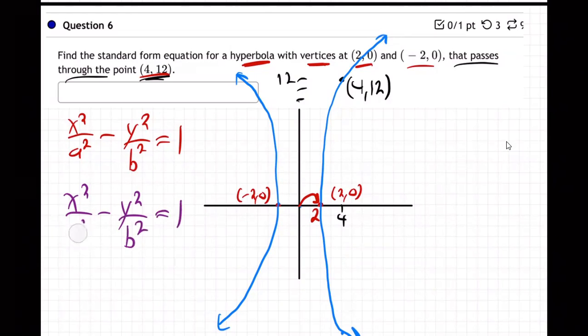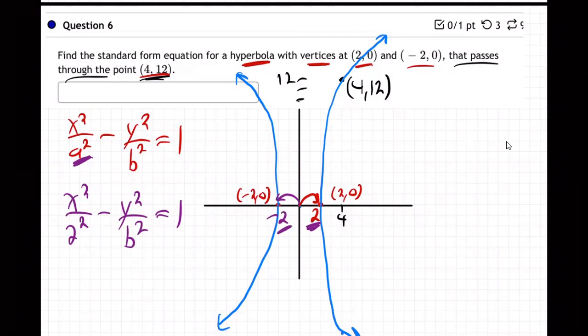So you see how we found this number right here, which is underneath x? It's got to be 2 squared because it's 2 right and left 2. So however far right, left, that's what goes underneath x squared. So it's 2 squared. Okay.